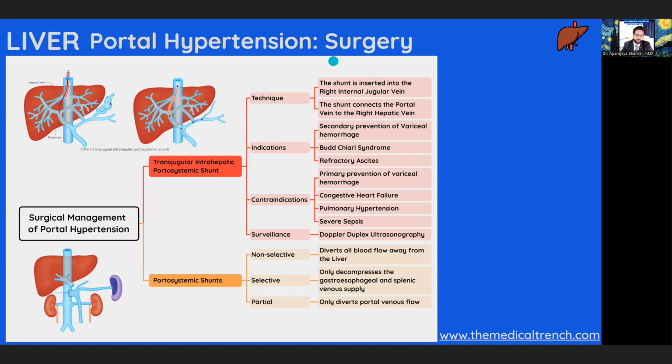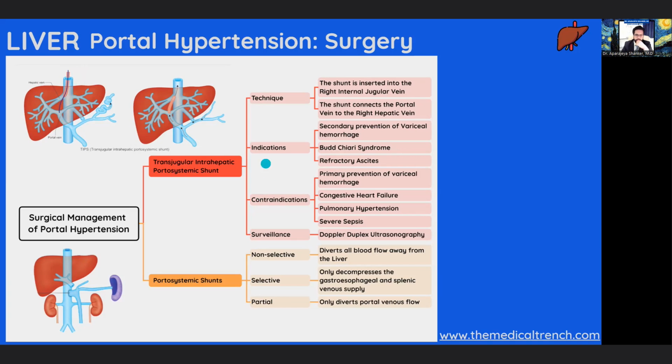And this bypass is very important because there's just too much pressure, and everything that's behind this, the esophageal varices, the splenic vein, the splenorenal vein, the superior mesenteric vein, all of this is congested and it needs to be drained. And the best way to drain it is by just allowing the portal flow to connect directly into the systemic circulation.